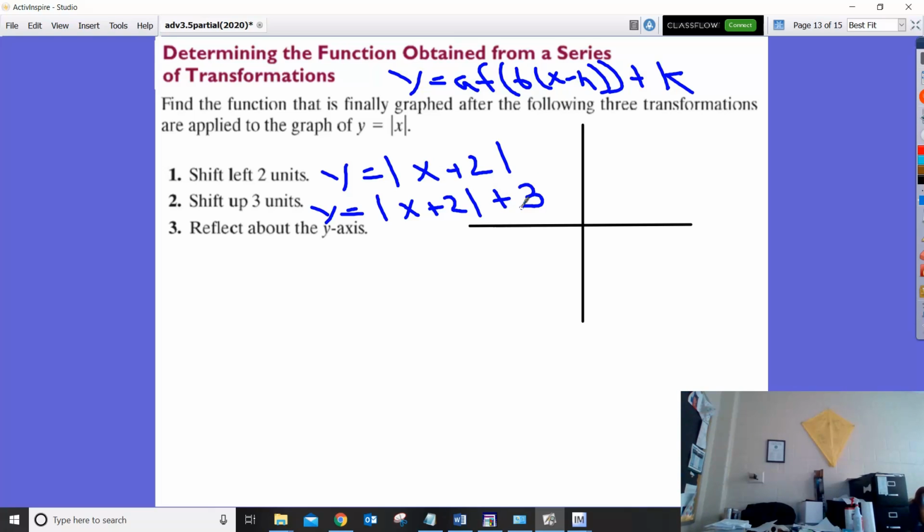Reflect about the y-axis. There has to be a negative symbol introduced. Where? Is that absolute value? Where inside absolute value? Right inside absolute value.